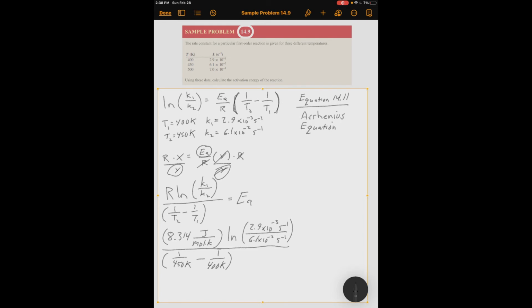Now, what's going to happen is you're going to have two negatives. One of the negatives will be the natural log, because the number in the numerator, 2.9 times 10 to the minus 3, is smaller than the one in the denominator, 6.1 times 10 to the minus 2. So you get a negative there. But 1 divided by 450 minus 1 over 400 is also going to be negative. So those negatives will cancel, and you'll have a positive value for E sub A.